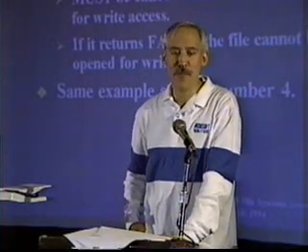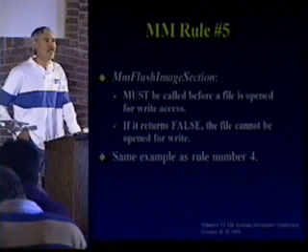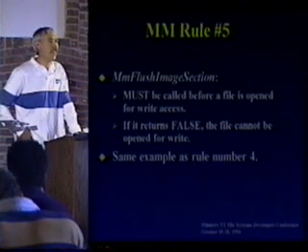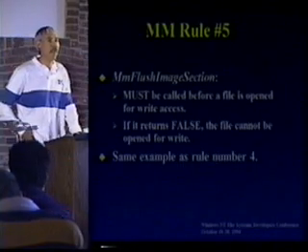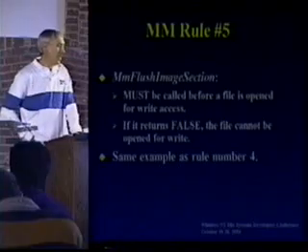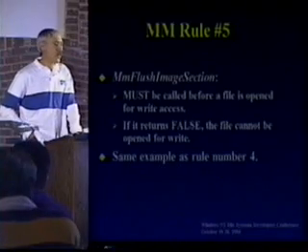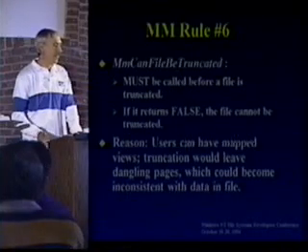Okay. Rule number 5 is our favorite call, flush image section. It must be called before the file is open for write access. Think of our old excel.exe once again. We want to update block 29 of the Excel file. We'd rather not have somebody running it while we do that. And again, if it returns false, you can't proceed. The reasons are the same as the previous slide.